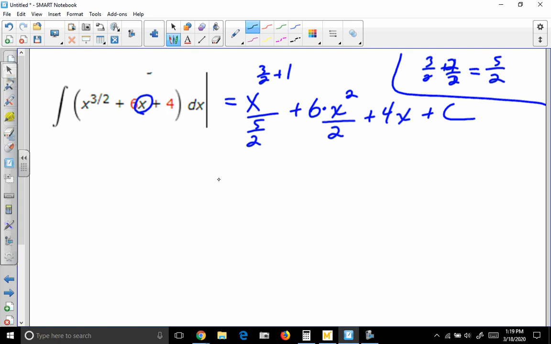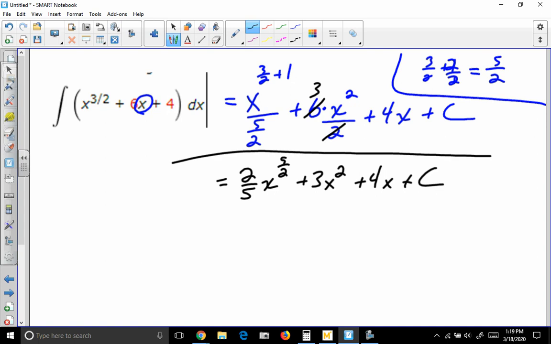Instead of dividing by a fraction, let's multiply by its reciprocal, and then we can call that x to the 5/2. Here, 2 goes into 6 3 times, leaving us 3x to the second, plus 4x plus c. And then, if you're unsure, take the derivative of this and see, does that give us x cubed?